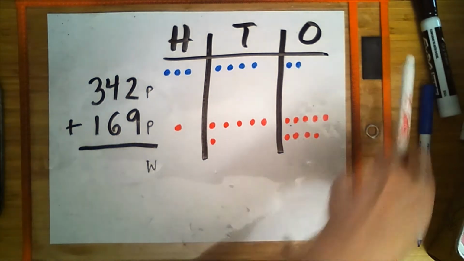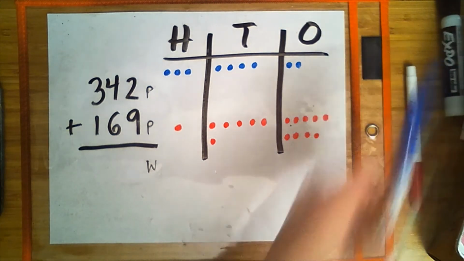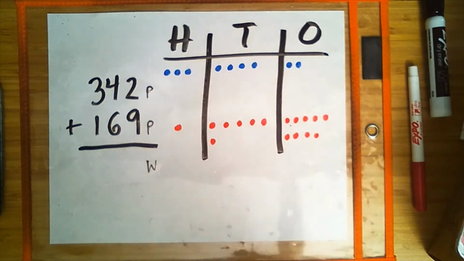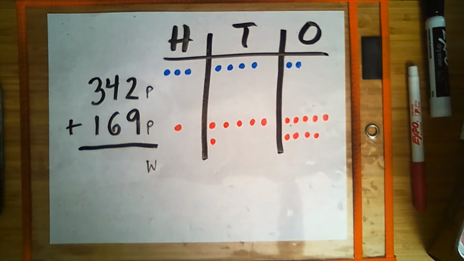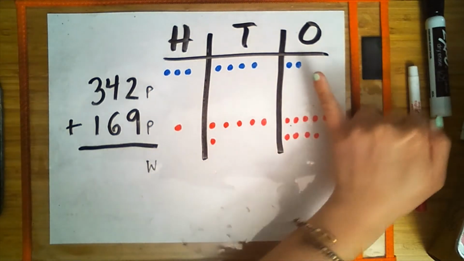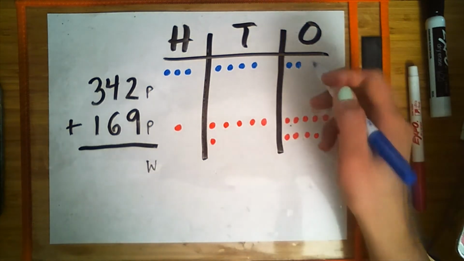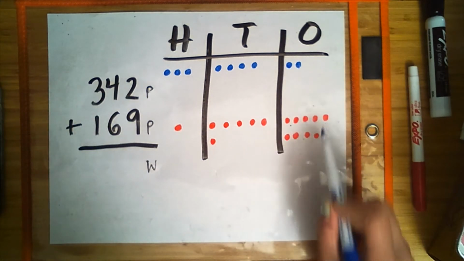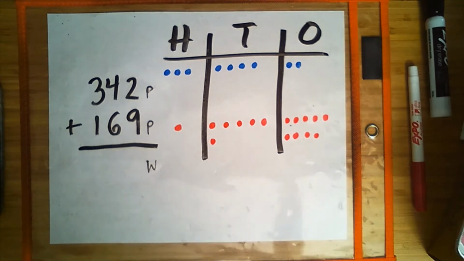Okay. Now that we've drawn both parts, we can take a look at what they both make for the whole. Let's take a look at the whole amount of both parts combined together. In my ones place, I have 2 ones from 342. I have 9 ones from 169. Let's take a look.